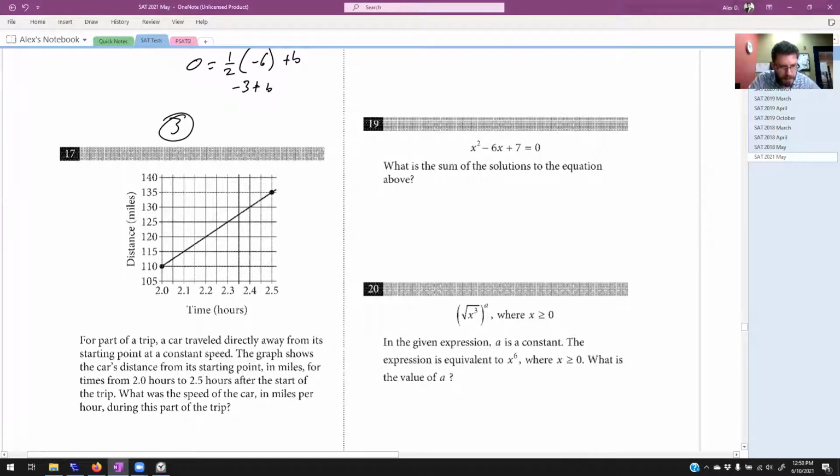What is the speed of the car during this part of the trip from 2 to 2.5? That's the whole graph. Graph shows distance over time, so speed is the slope, because it's the change in distance over time, essentially. So we go from 110 to 135. That's a difference of 25 in a difference of 0.5 hours. And we want this in miles per hour, so that's the way to do it. I hate working with decimals, so I'm going to do that as 250 over 5. And that is 50.